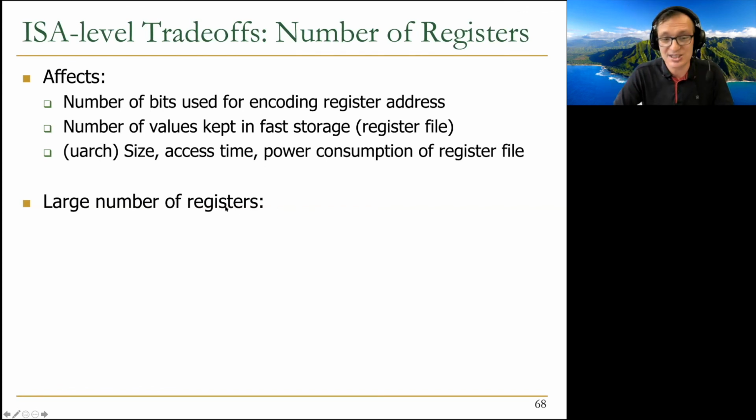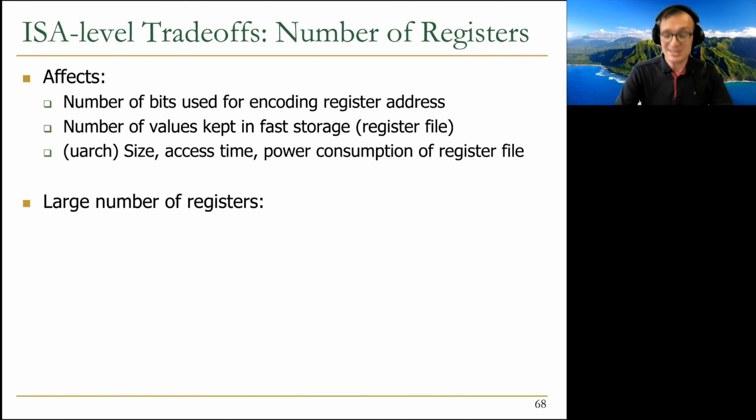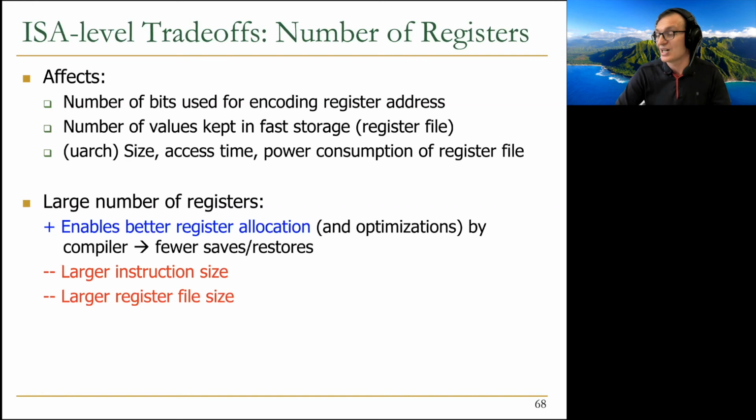A large number of registers actually enables better register allocation and optimizations by the compiler or the programmer. Fewer saves and restores into memory, as we will see in the next lecture. But it leads to a larger instruction size and a larger register file size as well. So clearly, all of these things that you do in the hardware-software interface lead to trade-offs. And usually the trade-off is between the software complexity or ease versus the hardware complexity. And that's what we're dealing with in general.